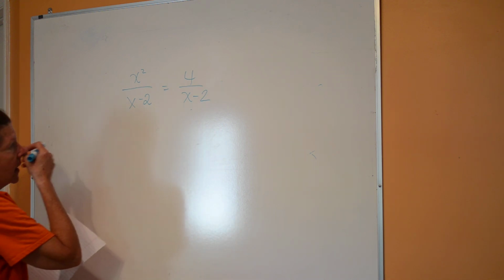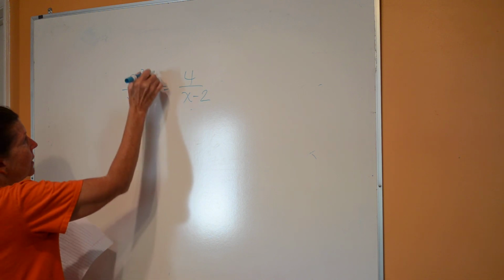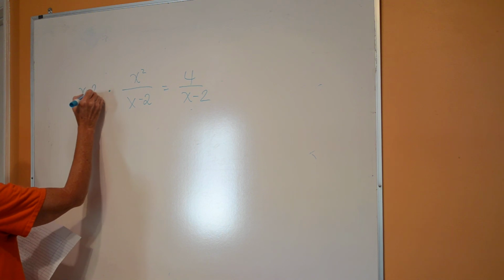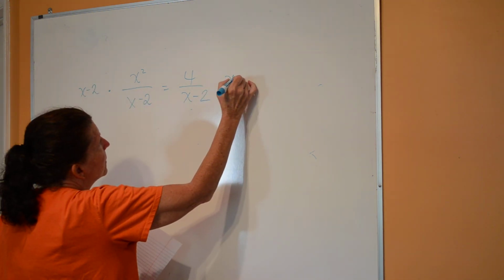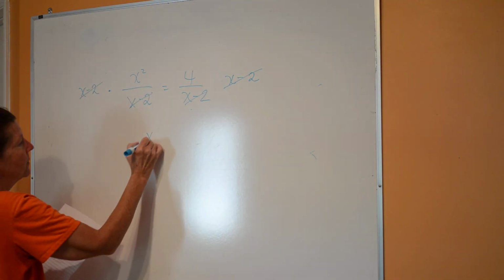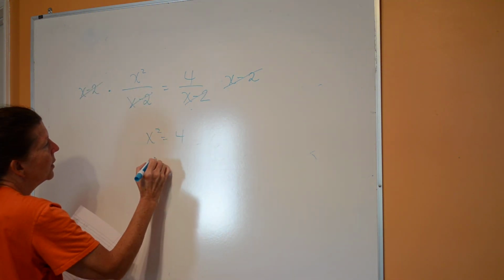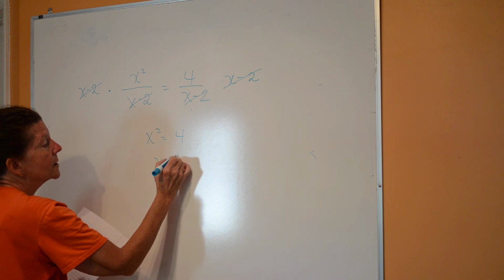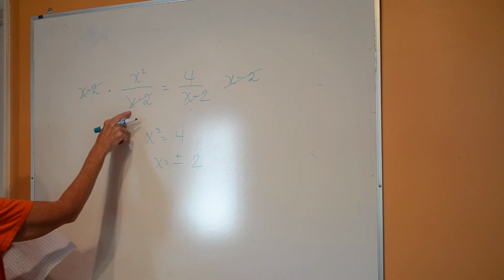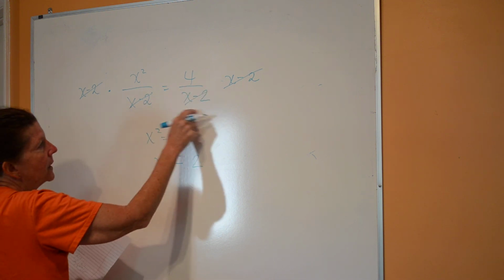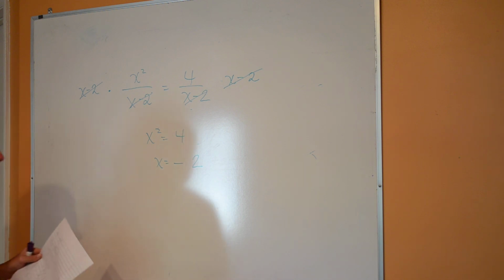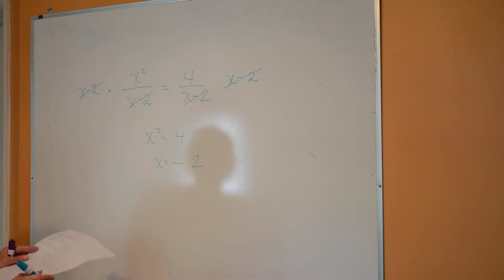I could cross product this, or I could just look at it and go, they both have an x minus 2 on the bottom, so if I multiply both sides by x minus 2, that's equal to 1. I'm left with x squared is equal to 4, so the square root of 4 is plus or minus 2. But if I put a positive 2 in here, that's going to give me a 0 on the bottom. So I cannot have it equal a positive 2, it must equal negative 2.